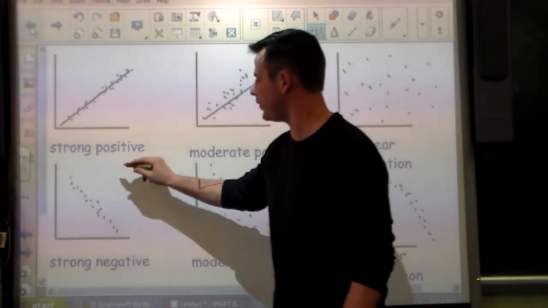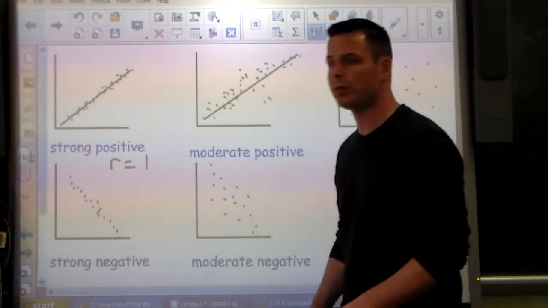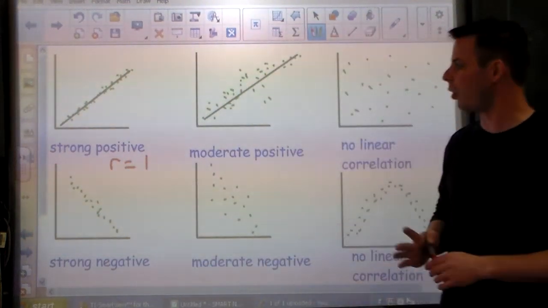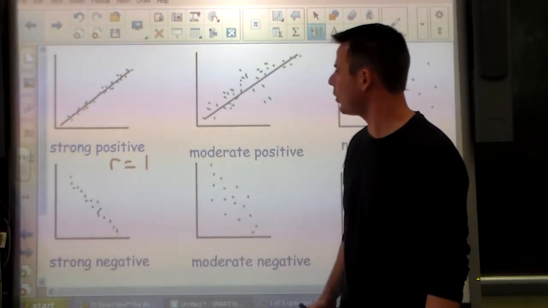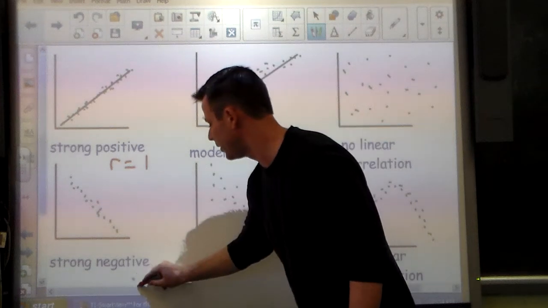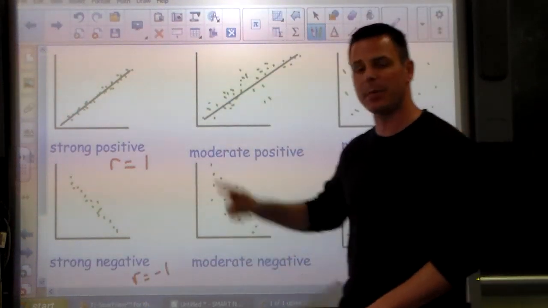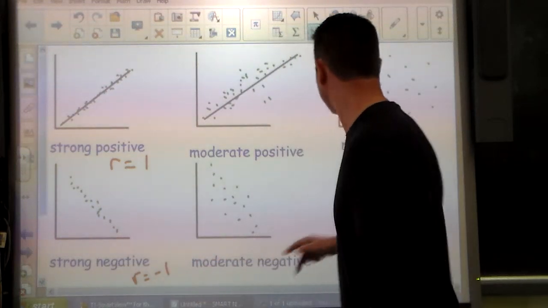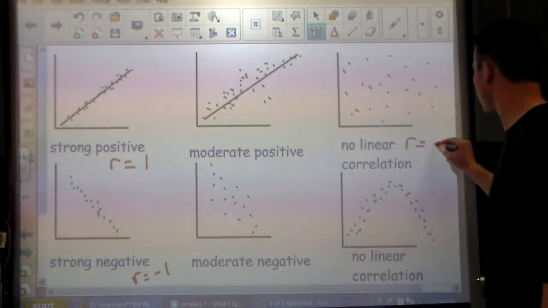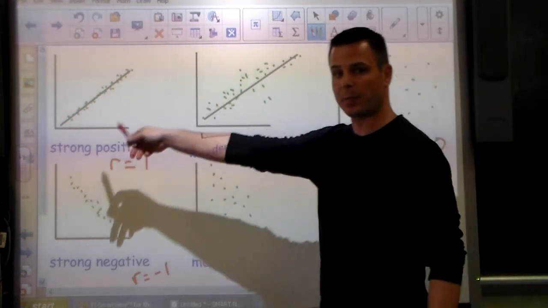A correlation coefficient is represented by the variable R. R equals 1 is a very strong, that's the strongest possible correlation coefficient. Correlation coefficients can range from -1 to +1. It will never be outside of that window. It's from -1 to +1. R equals 0 is no correlation. So if R is positive, then there's a positive correlation.